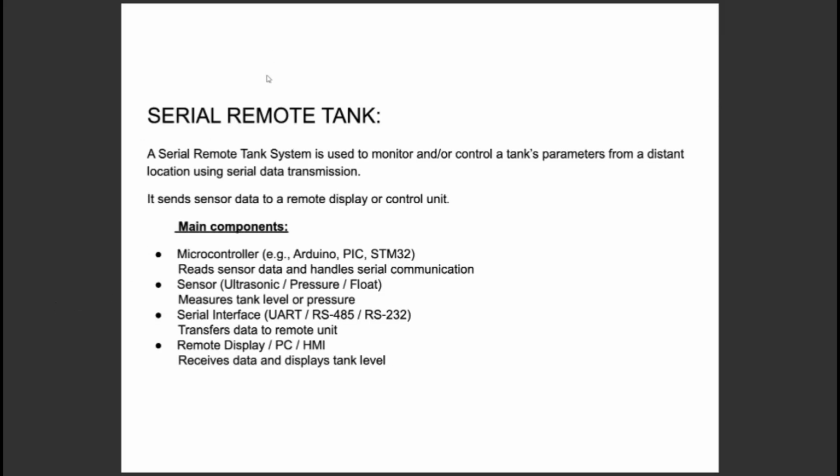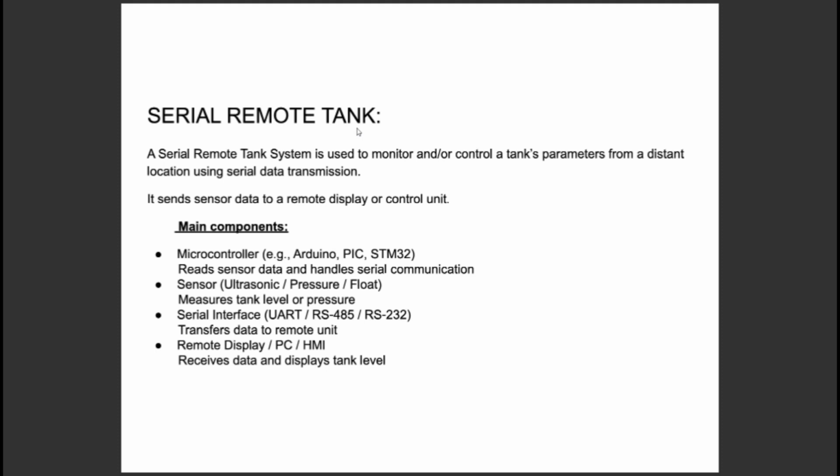Today, I would like to talk about the serial remote tank monitoring system, a smart and efficient setup that helps monitor and control tank parameters such as water level and pressure from a distant location using serial communication like UART, RS232 or RS485. A serial remote tank monitoring system is designed to monitor and control a tank's parameters from a remote place using serial data transmission. It collects data from sensors installed in the tank and sends the data to a remote display or control unit, allowing users to know the tank's status in real time.